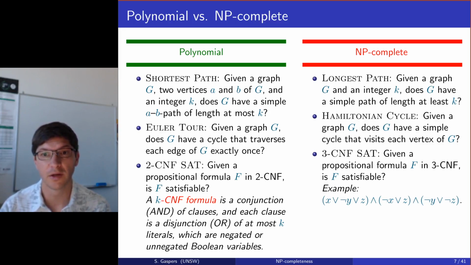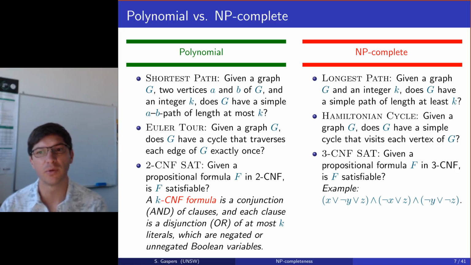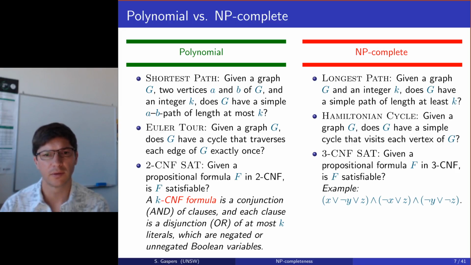So the first example is shortest path. So we're given a graph G and two vertices in this graph. Let's call them A and B. And we are also given a budget, so that's an integer k. And the question is whether there's a path in G from A to B of length at most k, so traversing at most k edges of the graph. So that's a simple polynomial time problem. You can solve it using breadth first search, for example.